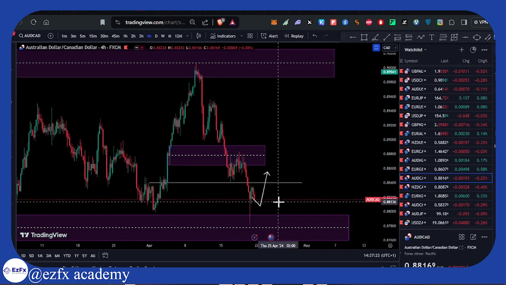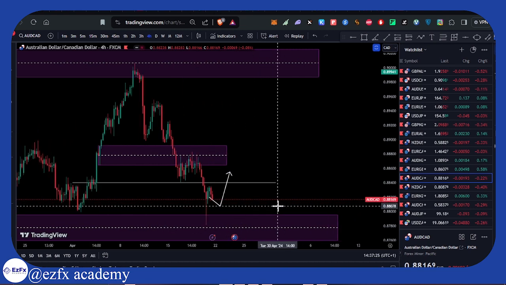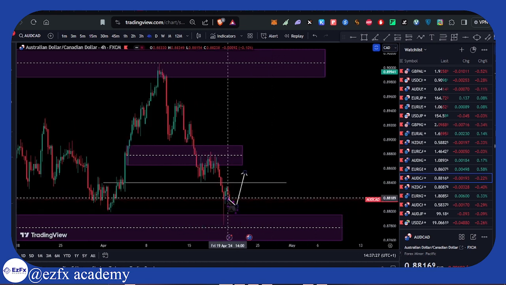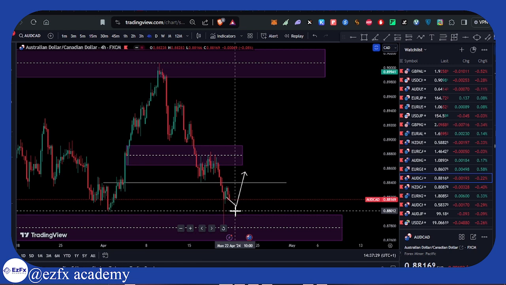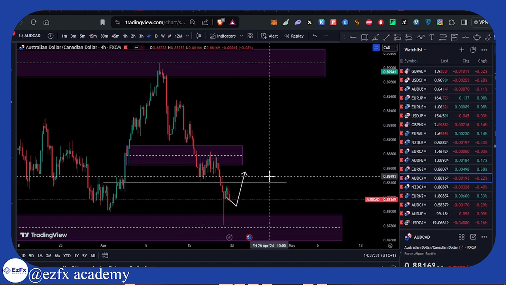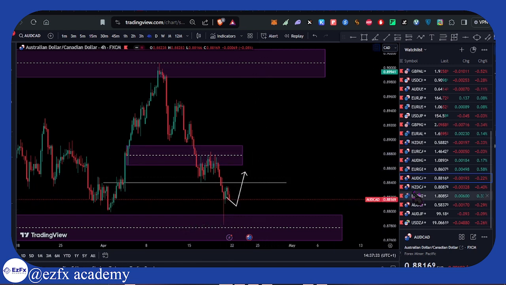So I'm putting this sell to buy arrow here because it is likely that we might still get to see price push down just a little bit again before we get to see that bullish move happen. But for now, my bias, or my overall outlook on AUD CAD, will be bullish. So a sell to buy currently is what I'm expecting on AUD CAD.